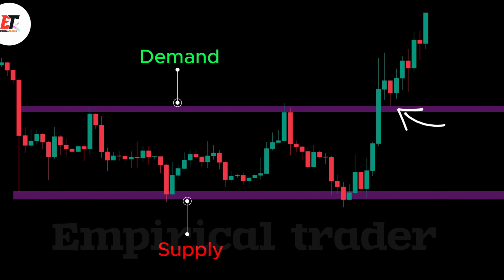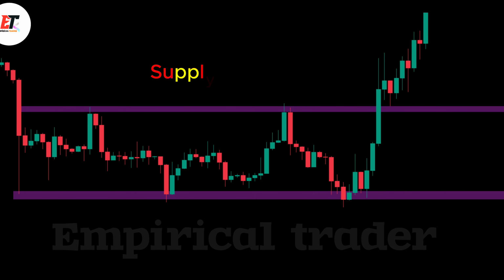Let's quickly repeat this process. Price broke up the supply zone. Then it became a demand zone. The next candles hit our demand zone, and price aggressively goes to the upside. It can also happen the other way.